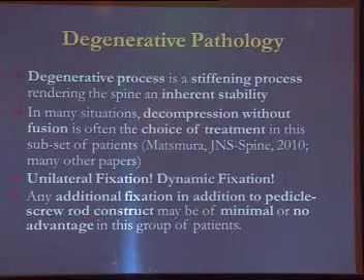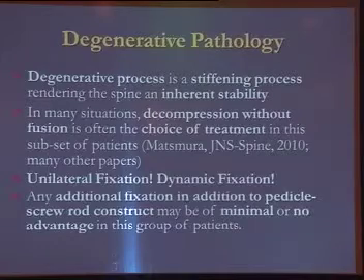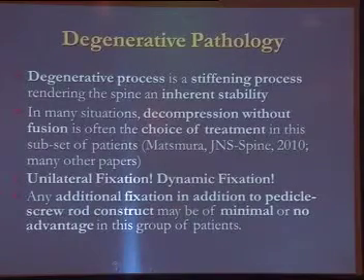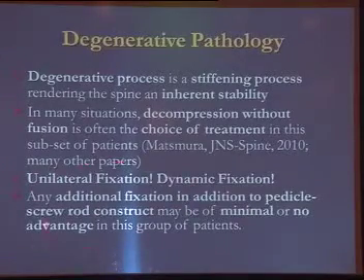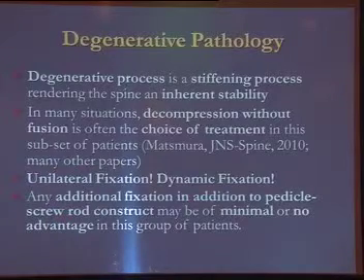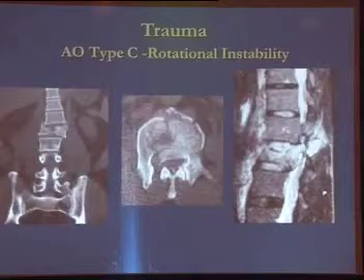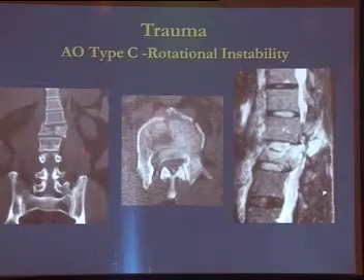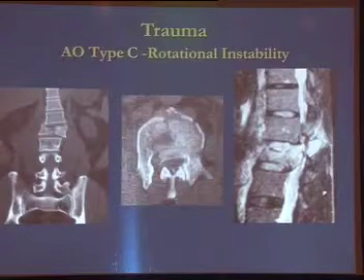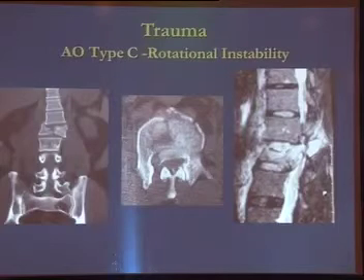Now we talk of unilateral fixation, that is putting screws and rod only on one side. We talk of dynamic fixation, you know, wherein the rod moves. So any kind of additional fixation in terms of crosslinks in addition to pedicle screw rod constructs looks very foolhardy. Now coming to trauma where it is maximally used. Now this is a case where, you know, it is an AO type C. It is a rotationally unstable fracture in a young patient. I decided to do posterior and anterior because of the significant instability in rotation.